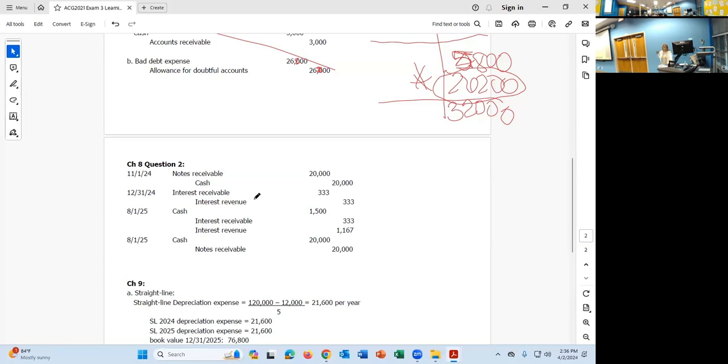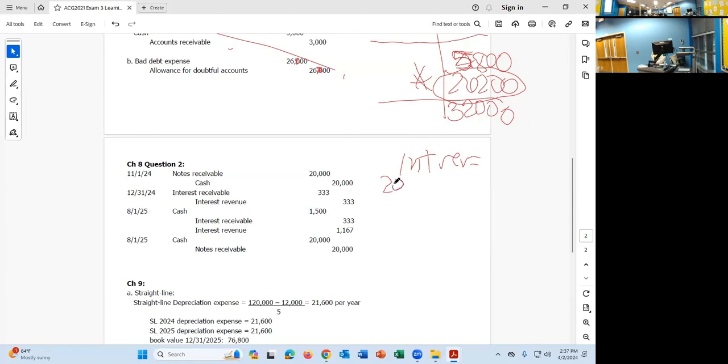As we think about our interest formula, and I'm sorry that I'm having to write stuff because it is just so ugly, but we're going to try. Our interest revenue is always equal to the principal amount we loaned. So in the case of December 31st, we're looking at $20,000 times our interest rate, times our number of months out of 12.